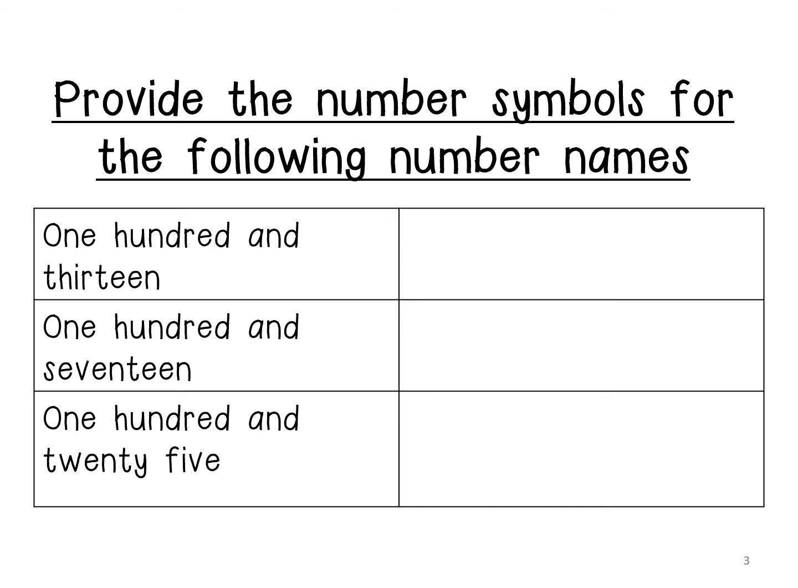113, 117, 125. So boys and girls, as you can see, the number symbols are provided. Let's go through that again. 113, you write it as 113. 117 is written as 117. 125 is 125.